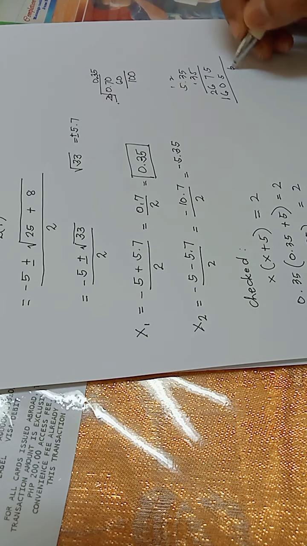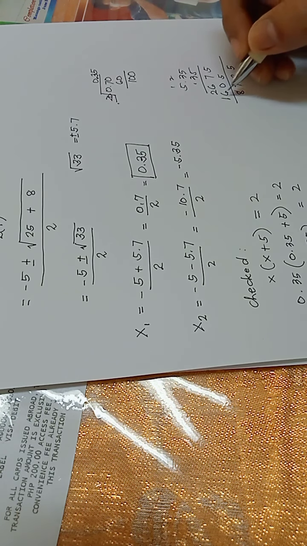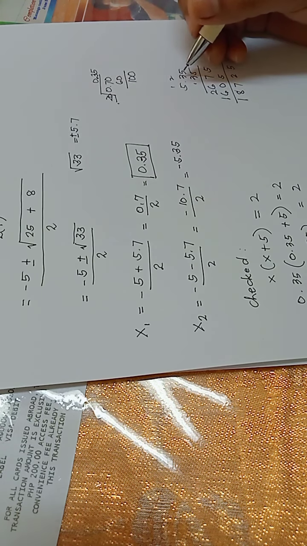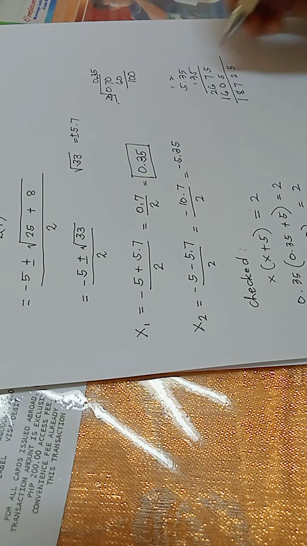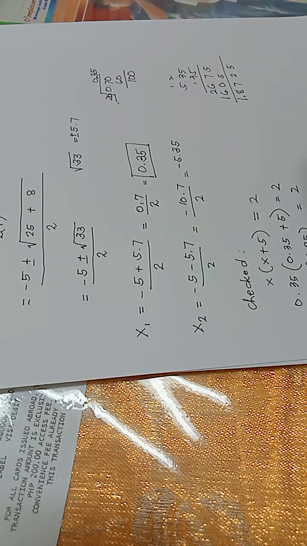7 plus 5 is 12. Carry 1 plus 6 is 7. 2 plus 6 is 8. Bring down 1. Total of decimal places: 1, 2, 3, 4. So, the product of 0.35 times 5.35 is 1.8725, which is approximately equal to 2.